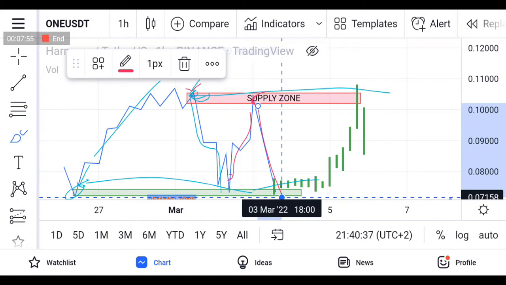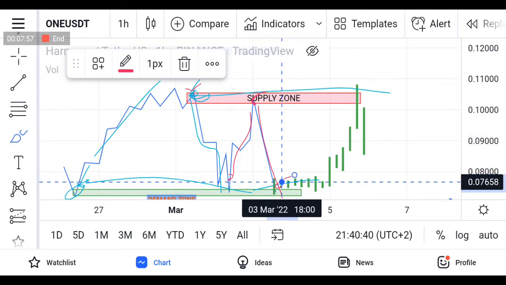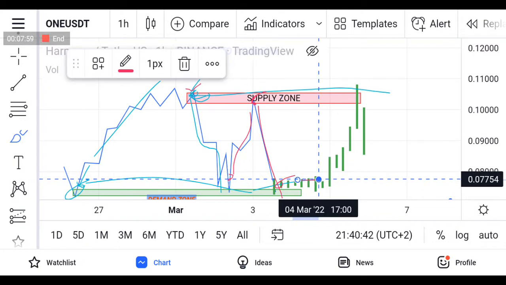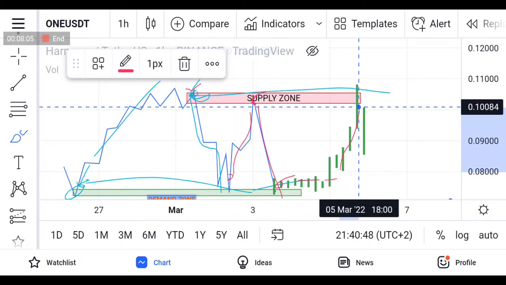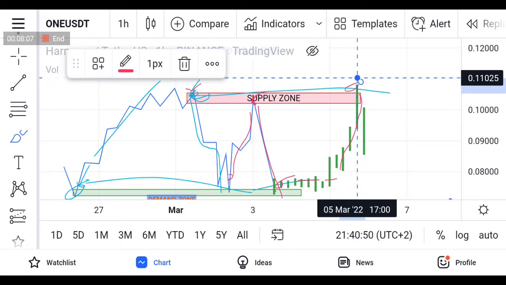Okay, same thing applies here. You take your buy entry. You can see it consolidated, testing your feelings, your emotions and stuff. So it continued going up. Then it respected your supply zone, and that's why you want to take your profit.